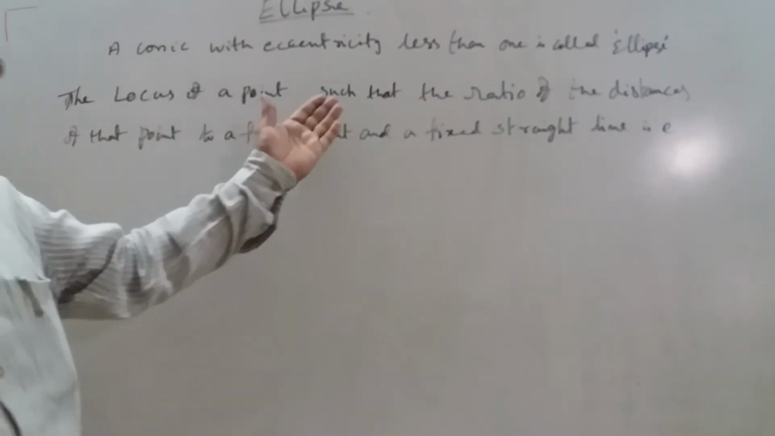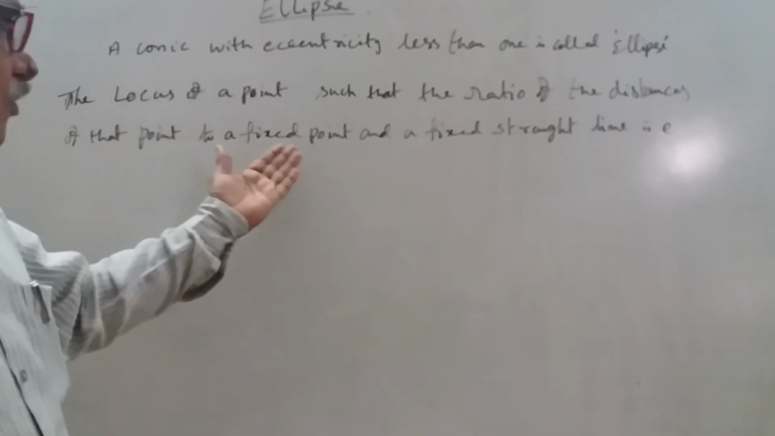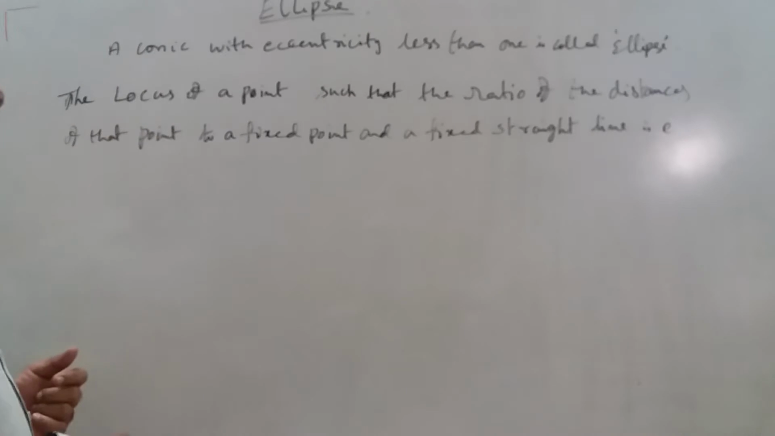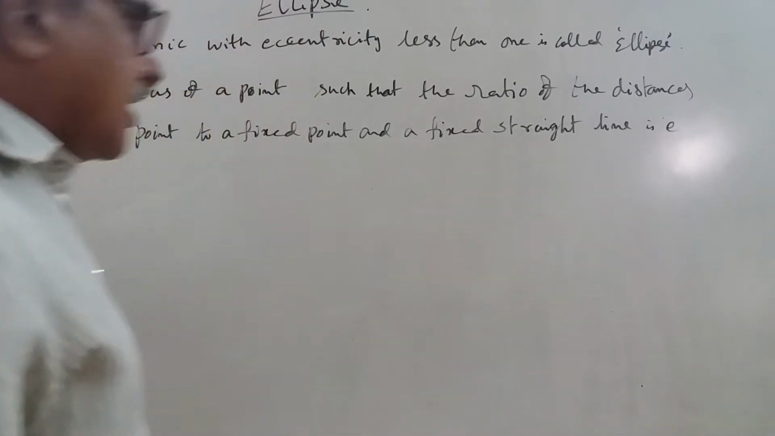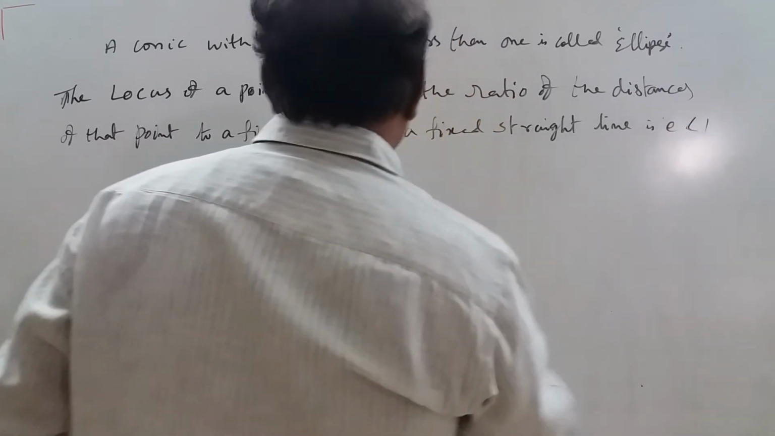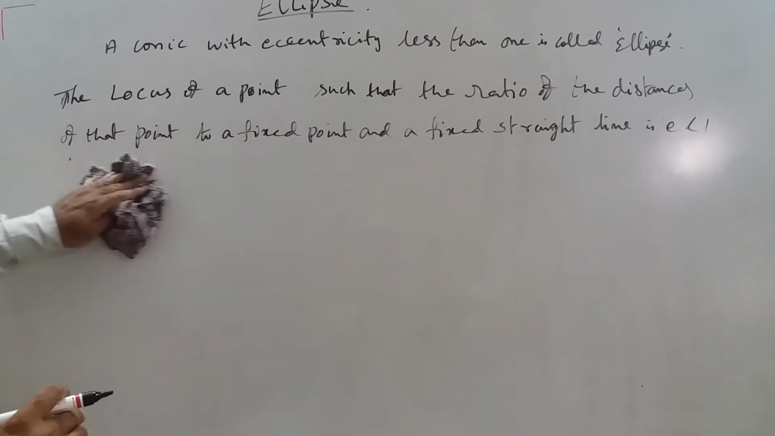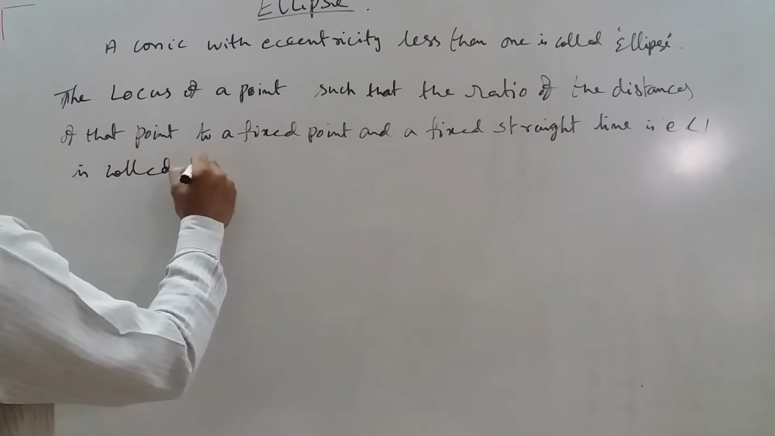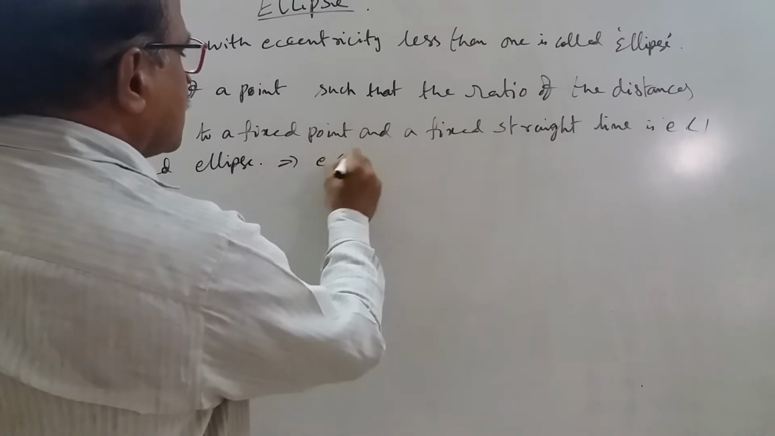The locus of a point such that the ratio of the distances of that point to a fixed point and a fixed straight line is E. If this fixed ratio E is less than 1, then the locus is called an ellipse. That means E less than 1.